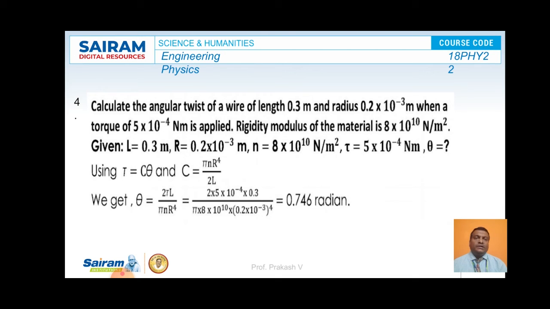So we know that torque T is equal to C theta, and further C is found to be pi n R to the power 4 by 2L. So theta can be written as 2TL by pi n R to the power 4. So by applying the values of T, L, n and R to the power 4, and on simplification the value of theta becomes 0.746 radians. So this is the solution for the given problem.